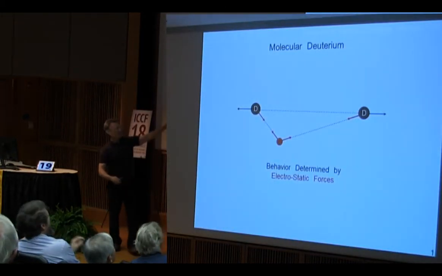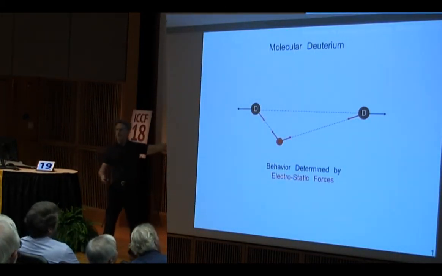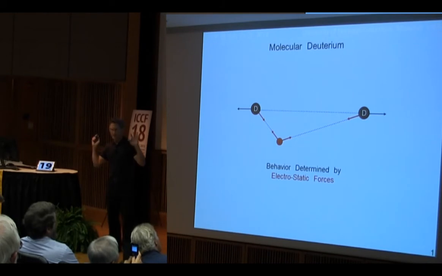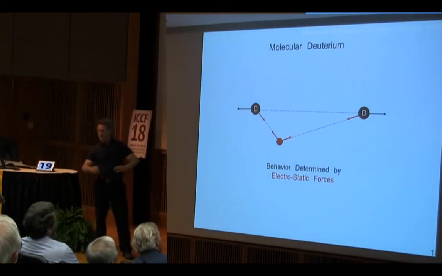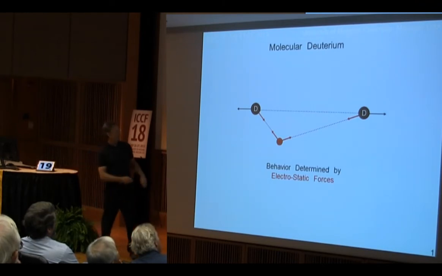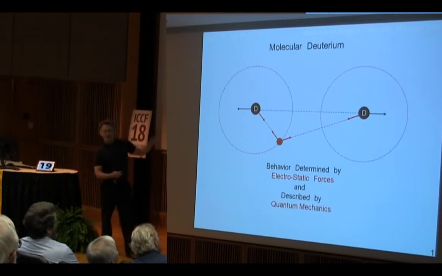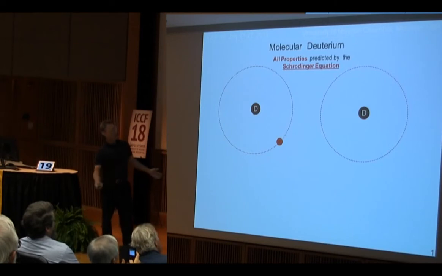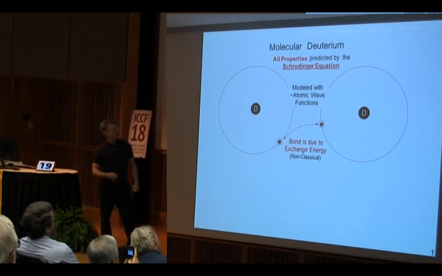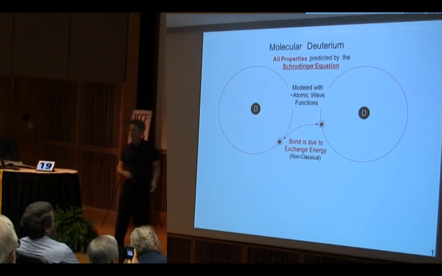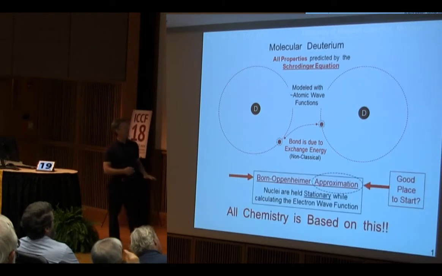All right, so what we want to talk about is two neutrons and an electron. That's it. I'm not going to get into solid state or anything else. Behavior is determined by the electrostatic force. That's it. No spins or anything crazy. And it's described by quantum mechanics. All the properties are predicted by the Schrodinger equation for molecular deuterium. It's modeled with atomic wave functions, and the bond is due to exchange energy. It's not a classical thing.